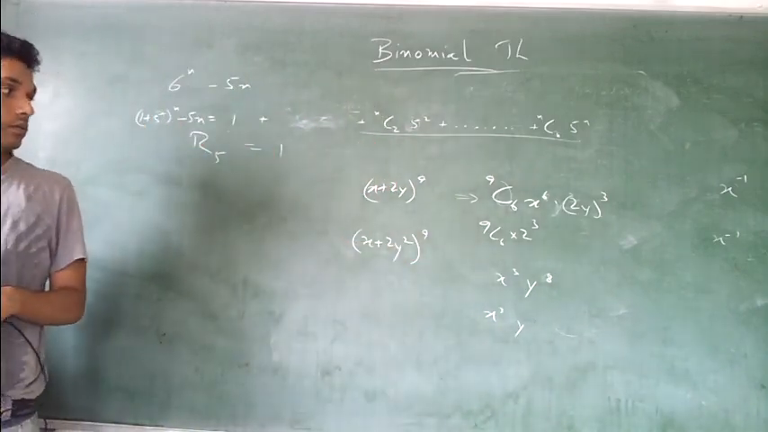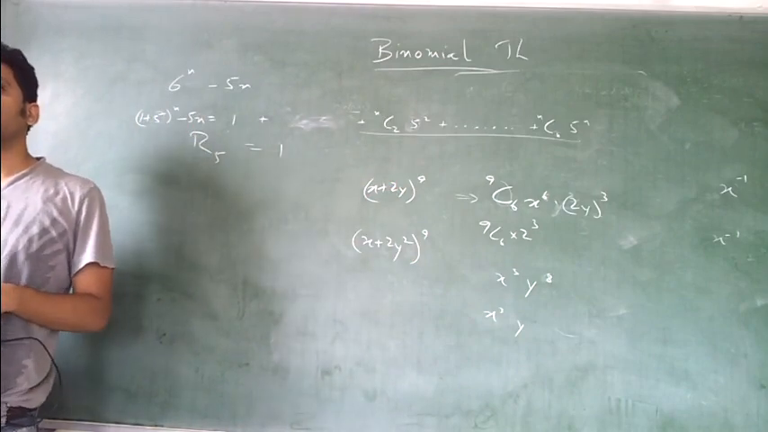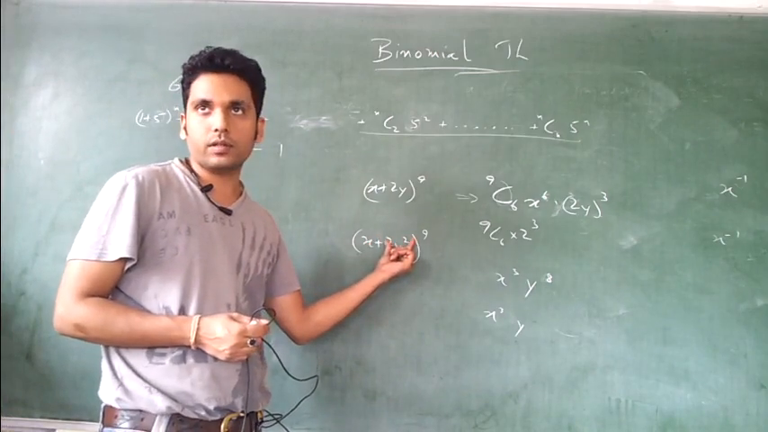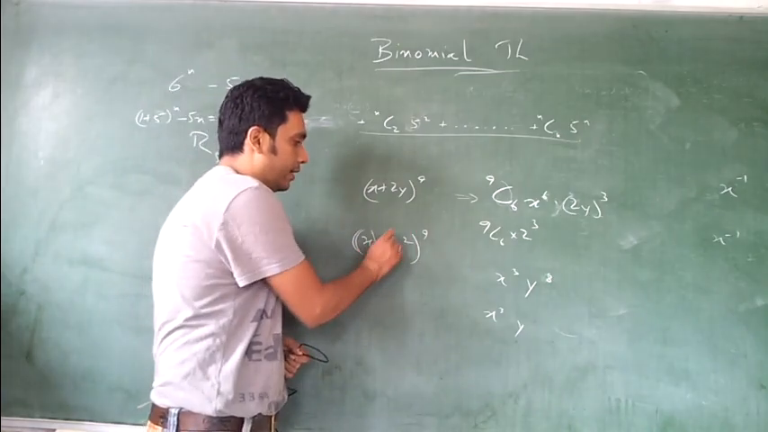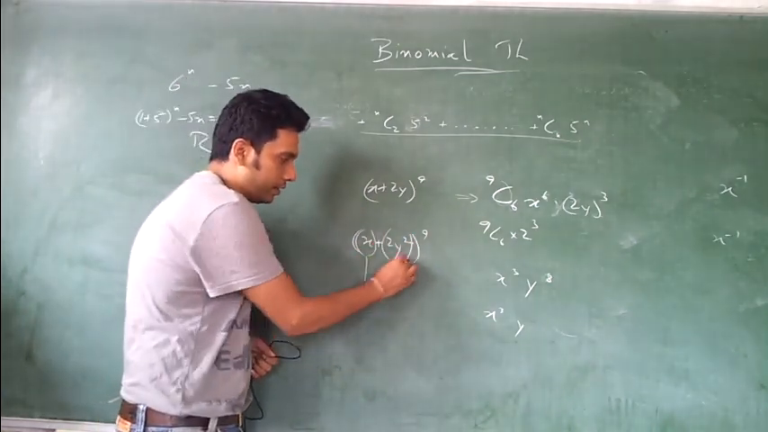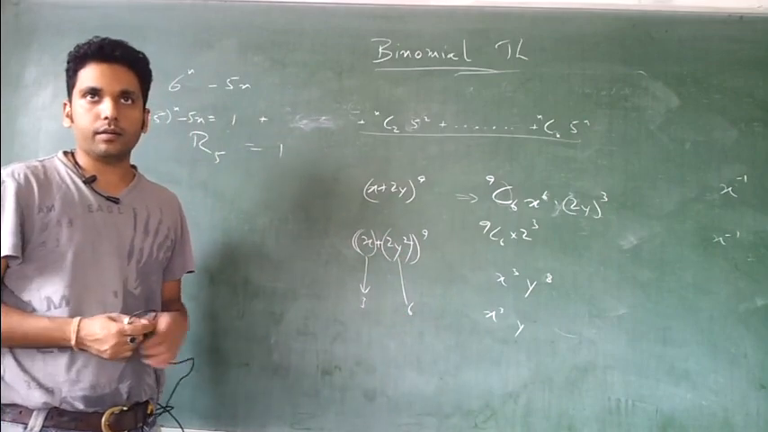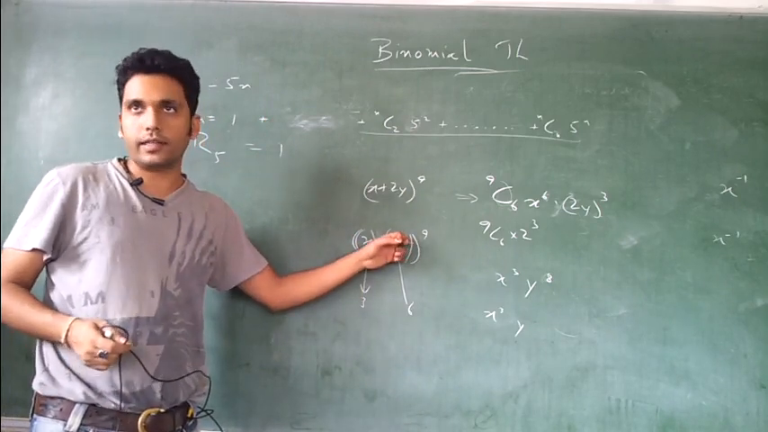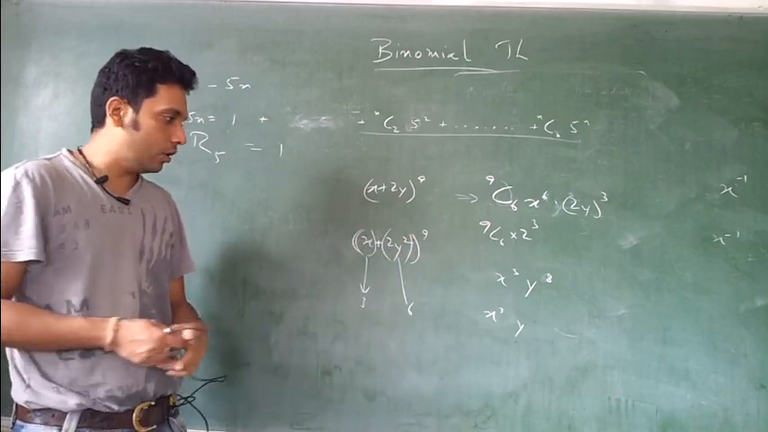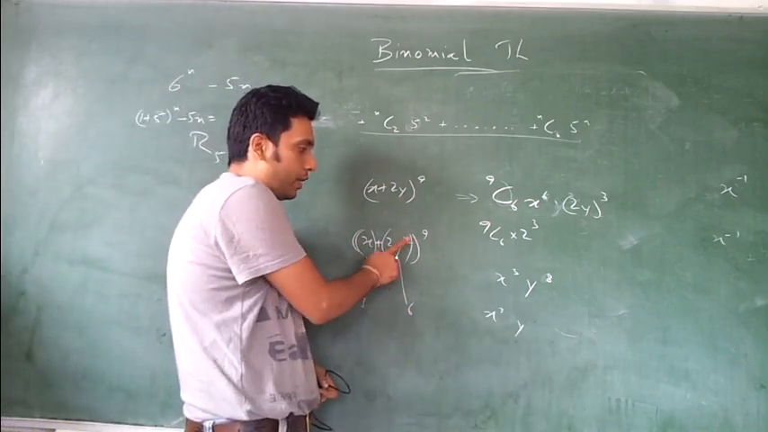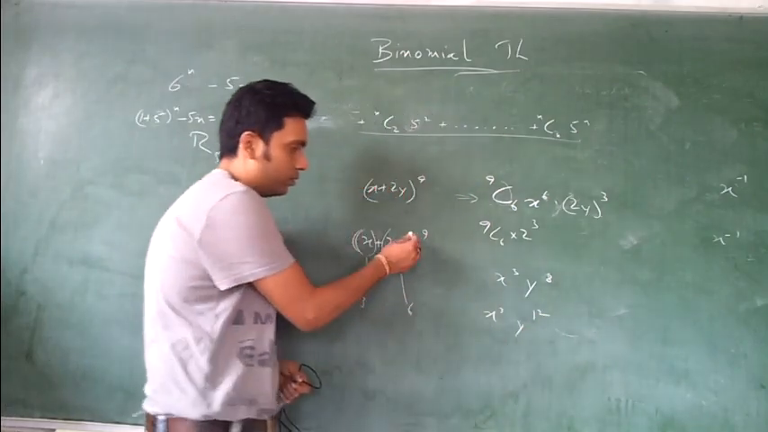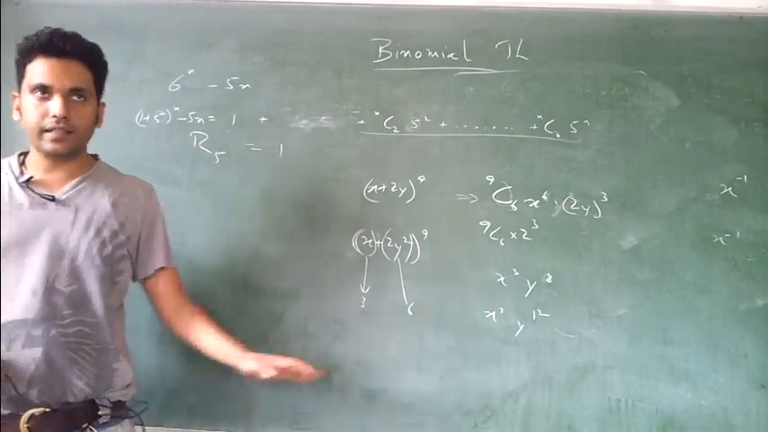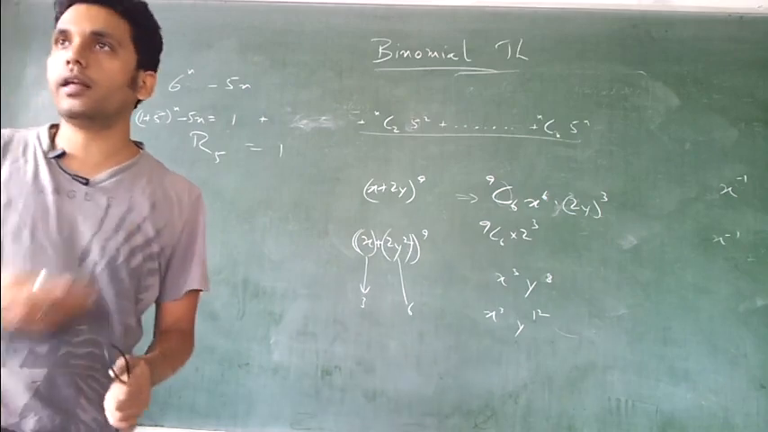Wrong. Not 12. If this is power 3, then this whole thing has to be power 6. The two powers are distributed among this and this, or not? If this is power 3, this has to be power 6, right? So total power is 9. Initially when I started the chapter, we saw that if you are choosing 3 of one, you have to choose 6 of the other. There is no other option. So 2y square whole power 6, that means y power 12 will occur. Y power 8 will not occur. Y power 10 will also not occur. Is it clear? So first you have to check whether that power is occurring or not, and then you have to go for the coefficient.